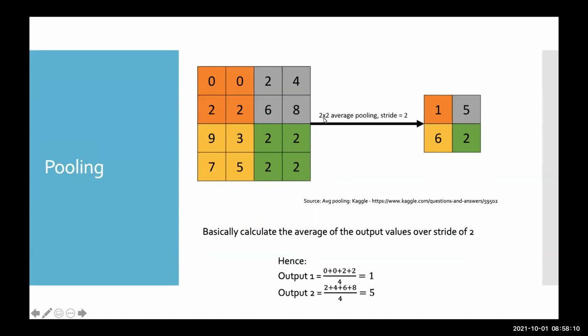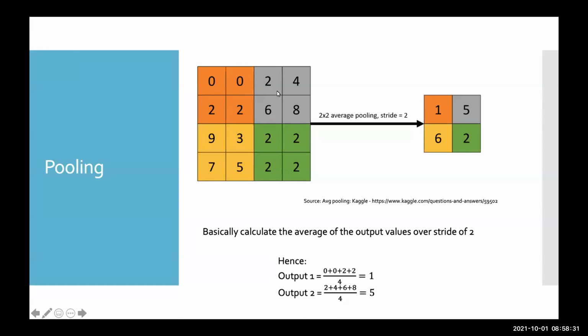So for a 2x2 average pooling, you would add all the values within an area, and then you would divide by 4 because 2x2 equals 4. So you're dealing with 4 values. For example, this region, you would do 2 plus 2 plus 0 plus 0, and then divide that by 4. So you get 1.